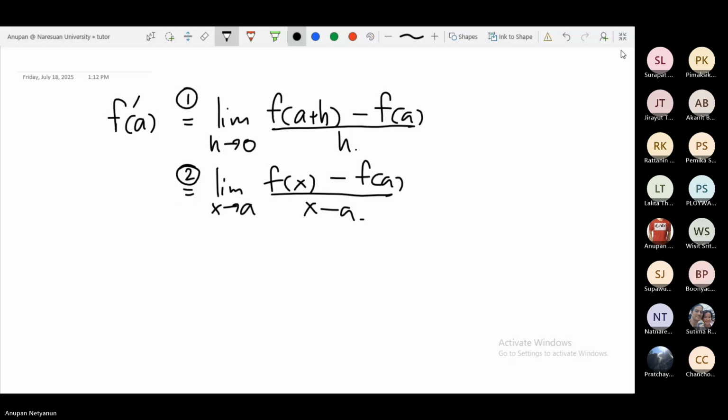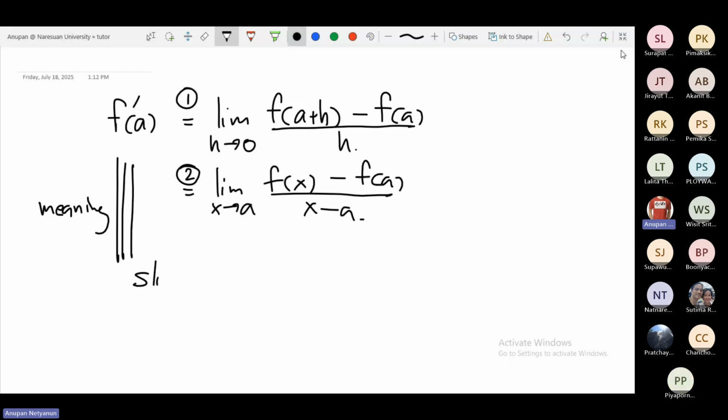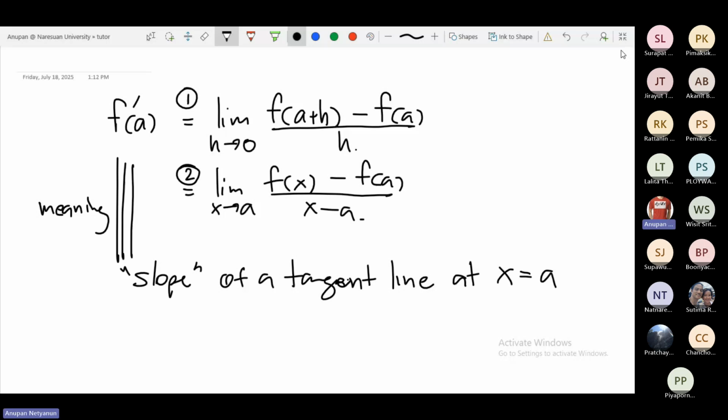Now, we also know that the meaning of this is the slope of a tangent line. Tangent line at x equal to a.